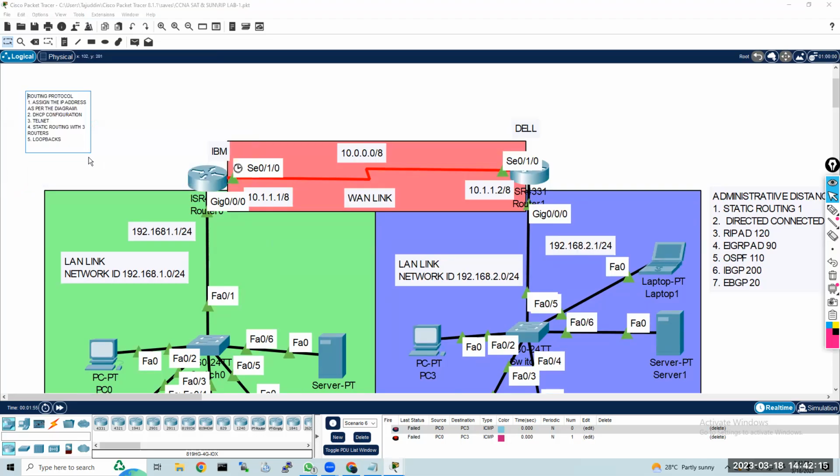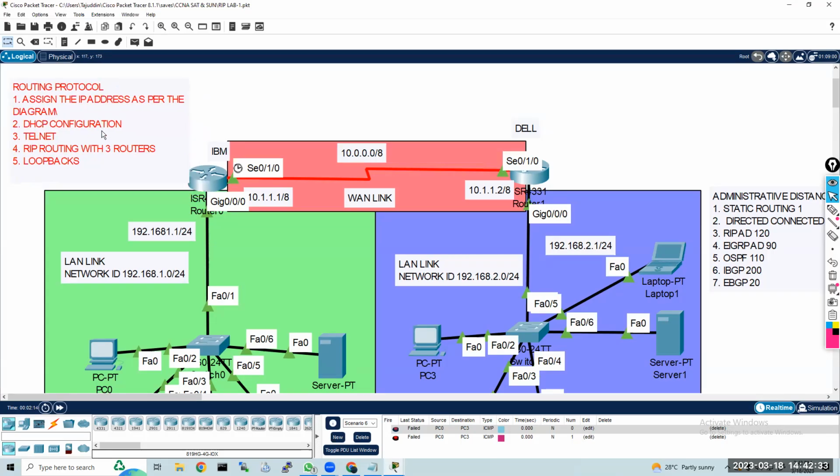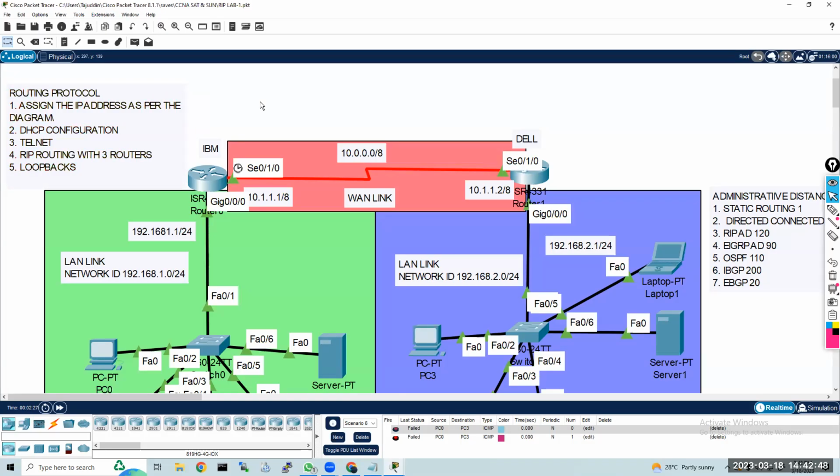I'll remove this DSCP telnet here just to avoid confusion. Also, I'll change the color. Just one change: this is the IBM company, and this is your Dell company. Remaining all are the same. Okay, it makes sense, guys.